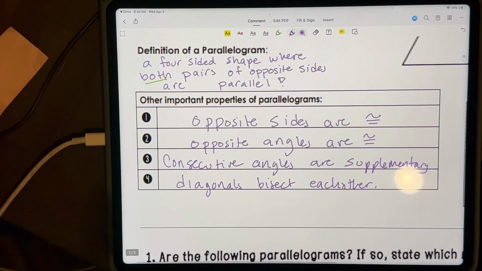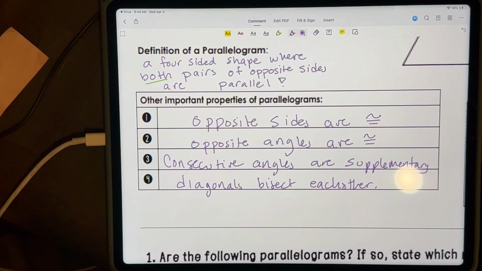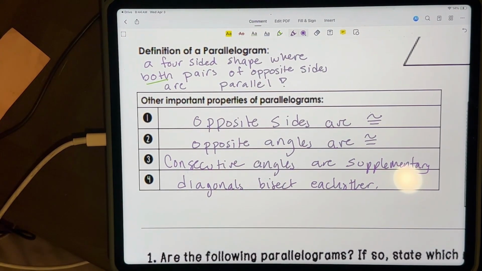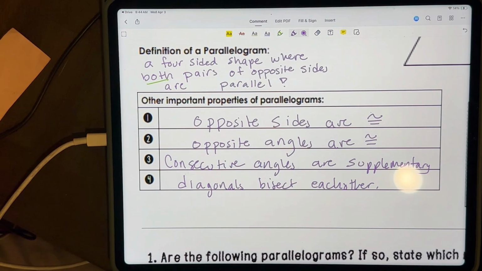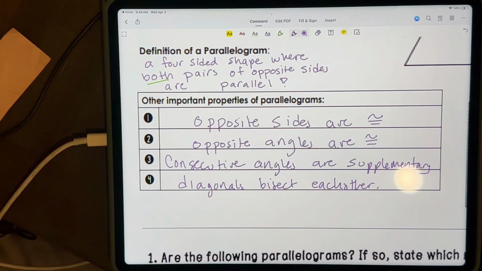I'll give you about one more minute to copy this down, and then we're going to fill it all in. So a four-sided shape where both pairs of opposite sides are parallel, opposite sides are congruent, opposite angles are congruent, consecutive angles are supplementary, and last but not least, diagonals must bisect each other.